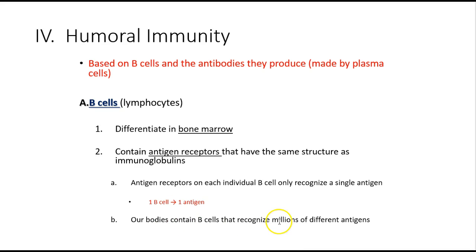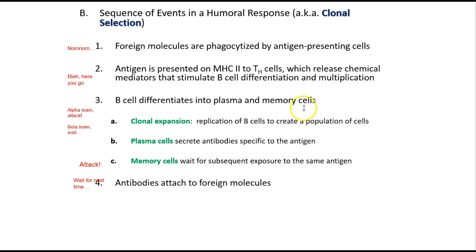Your body could potentially have millions of these different B cells, and they wait in your lymphatic system. They do mature in your bone marrow, but they hang out in your lymphatic system, screening blood, looking for these foreign bodies, and when they find them, they become active. So let's read and see what they do.